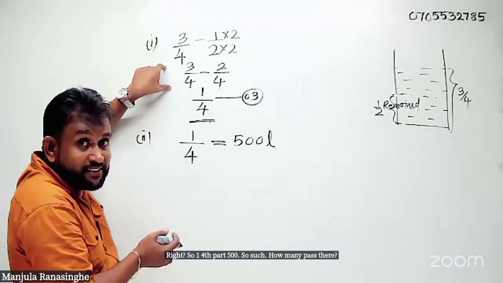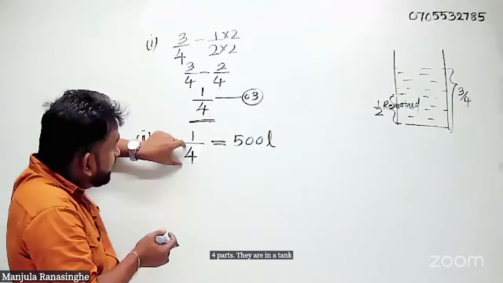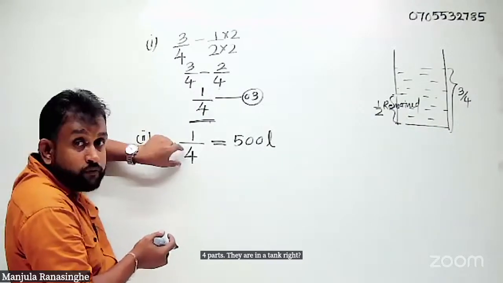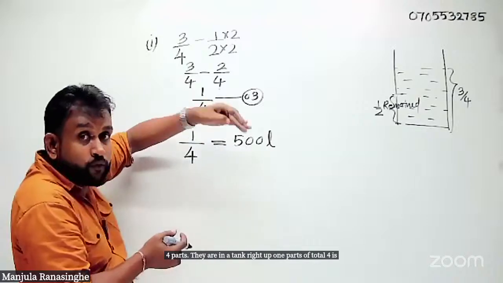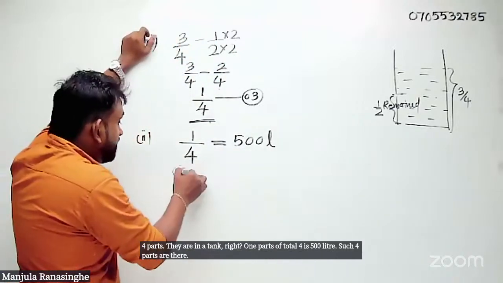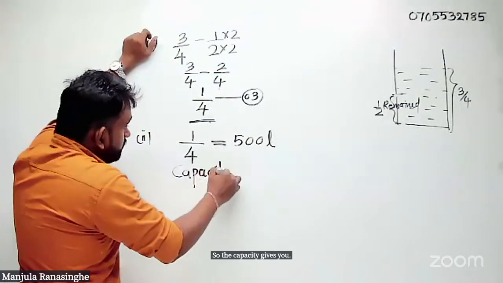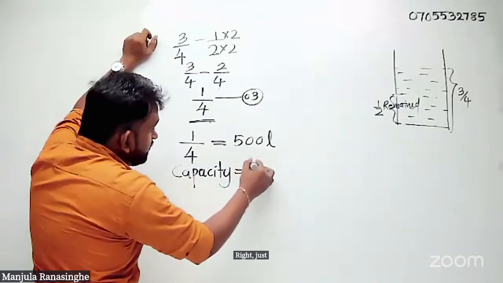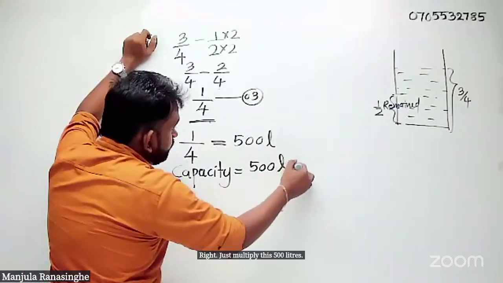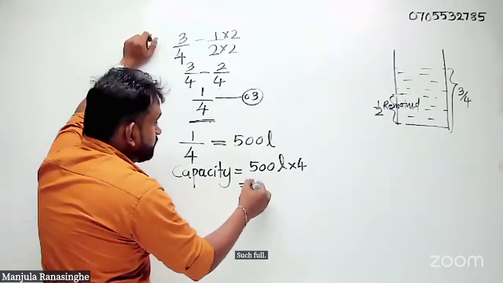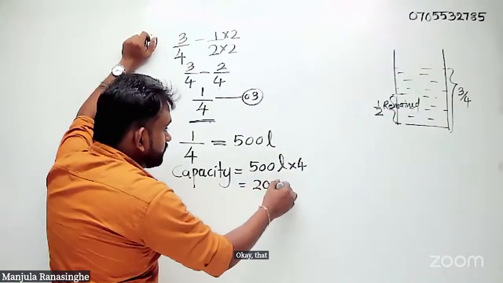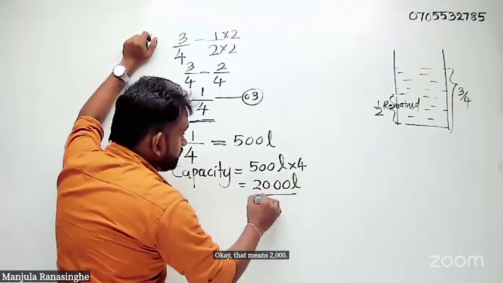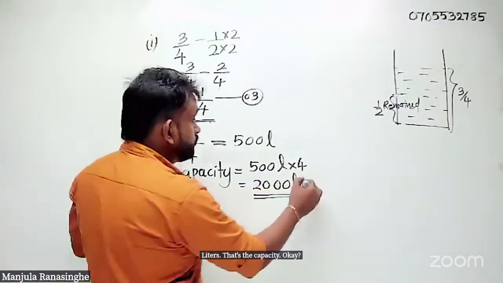How many parts are there? There are 4 parts in a tank. 1 part of the total 4 is 500 liters. So to get the capacity, just multiply this 500 liters by the 4 parts. That means 2000 liters. That's the capacity. For that part you have 2 marks.